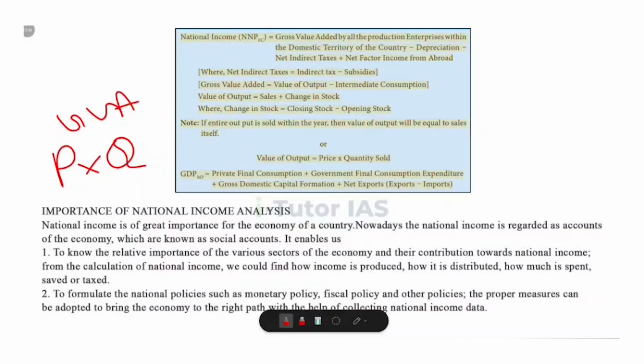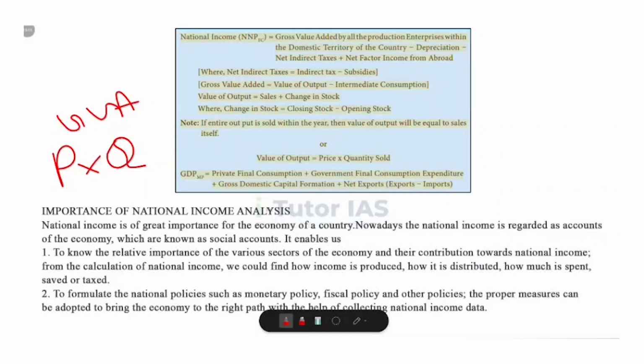So if businesses produce more than they sell, the change in stock is also added, that is inventory is also added. That is meant by value of output. Value of output means price into quantity of goods sold, and GVA, gross value added, is always equal to value of output means price into quantity of goods sold minus value of intermediate consumption.